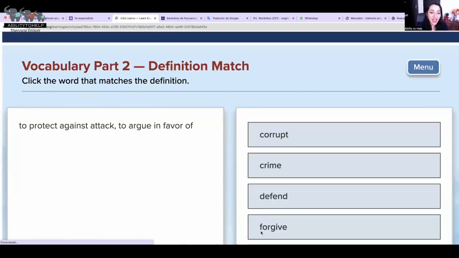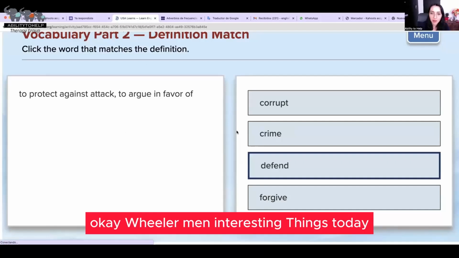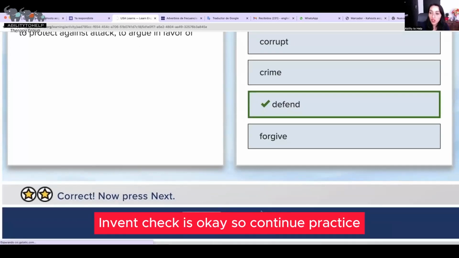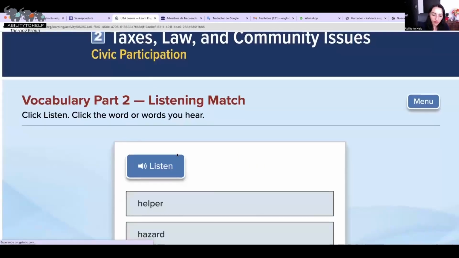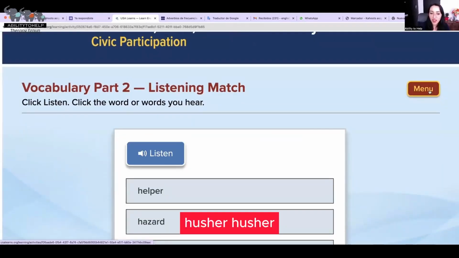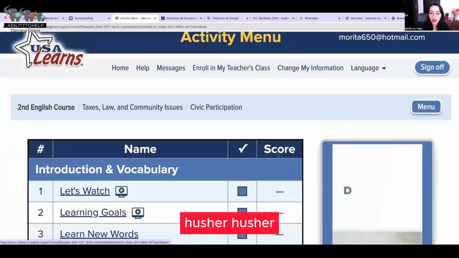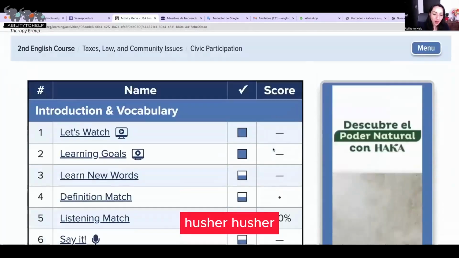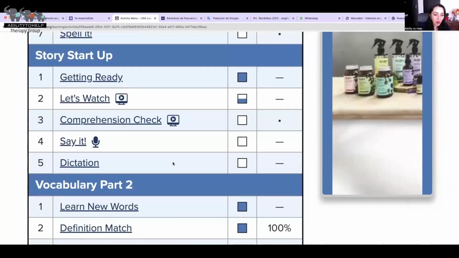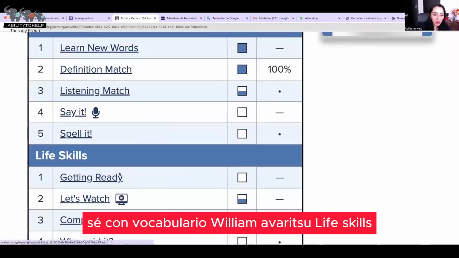To protect against attack or arguing in favor of: defend. Okay, we learned many interesting things today. Defend, check. It's okay. So continue practicing. Hazard. Okay, you can find here the pronunciation and practice listening exercises. Okay, now let's watch a video. Second vocabulary, we learn about it.